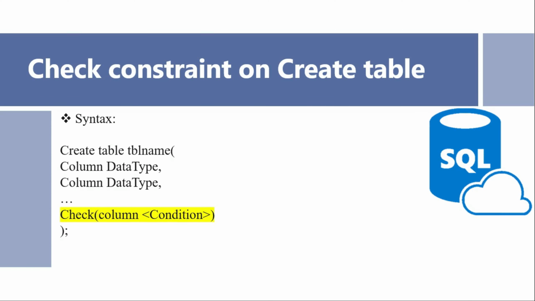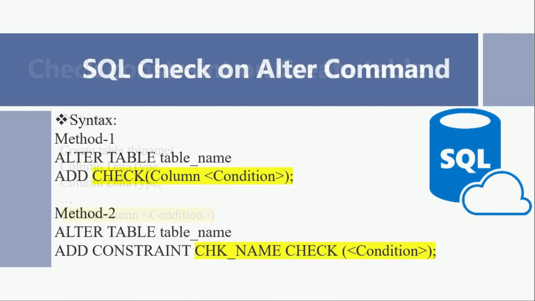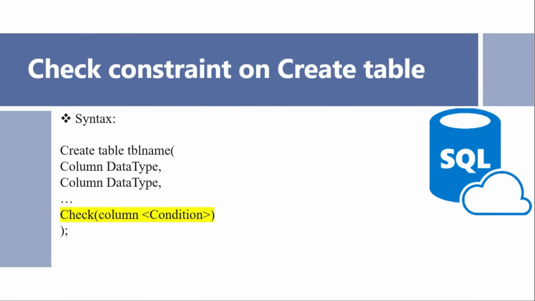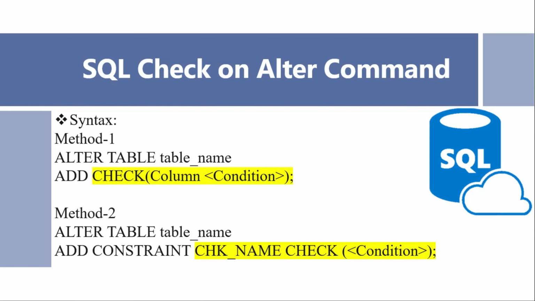While creating the table, we use the same syntax. At the column end, after the data type, we can define CHECK in braces with the column and the condition. It's quite simple. For the first ALTER method, ALTER TABLE table name ADD CHECK with the column and the condition, the same thing we use while creating the table.